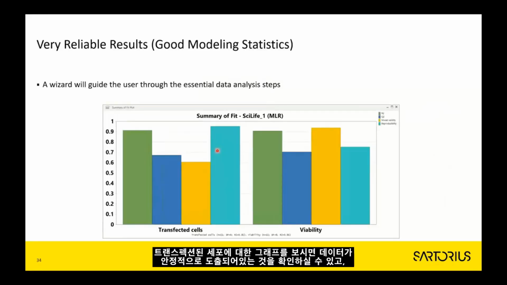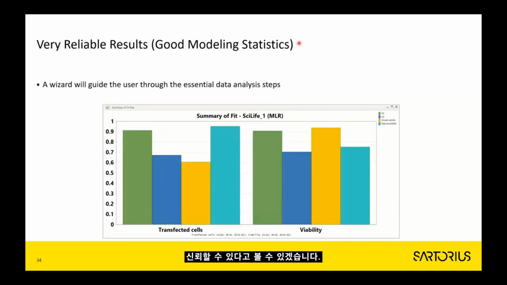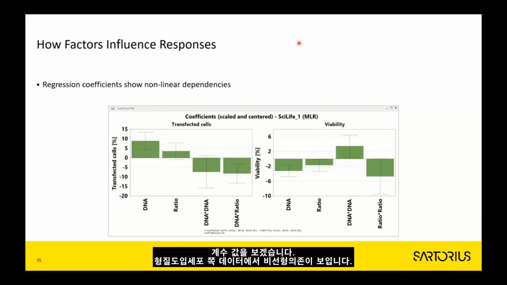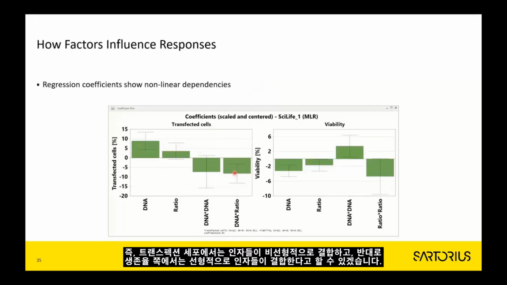You will get quality performance indicators of the data and the model, a quartet of bars for transfected cells and a quartet of bars for viability, and very reliable results were obtained, very good modeling statistics, which means we can trust whatever maps or graphs we are looking at. We can look at the coefficients, and they show that there are some nonlinear dependencies for transfected cells. So the factors combine nonlinearly to influence transfected cells, and the factors combine nonlinearly also to estimate viability.